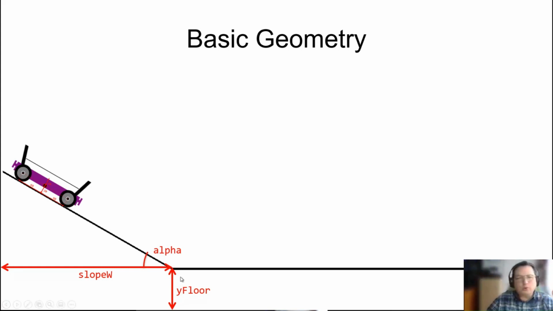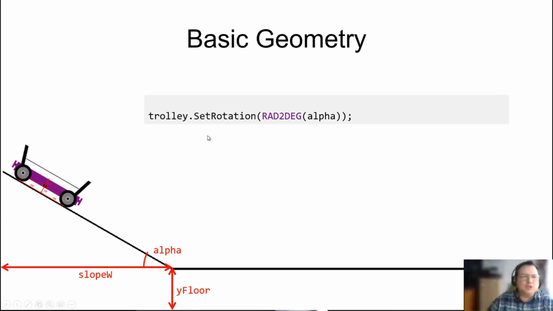But even before doing this, we can write the first line of code, trolley, set rotation, rad to deg alpha. We have to apply this rad to deg thing because GFC operates in degrees. And alpha, we have already converted alpha from degrees to radians. So now we are going back from radians to degrees. So it will rotate the trolley by 30 degrees. So that's the rotation of the trolley. So it will be rotated.